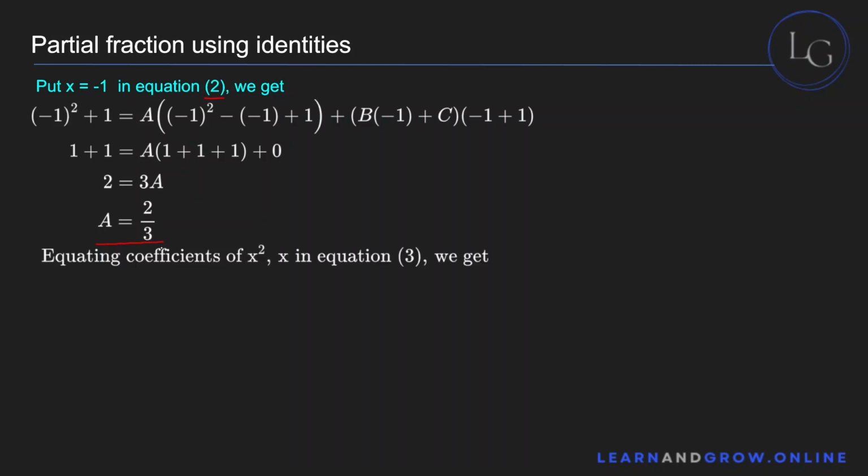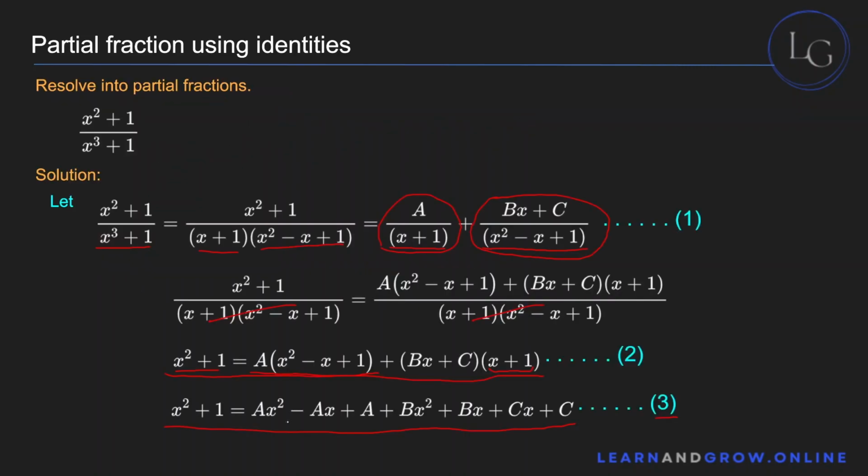Now we'll equate the coefficients of x squared and x on the left hand side and the right hand side in equation number 3. What was equation number 3? This was equation number 3. Now when you actually simplify this, you can see that a plus b is the coefficient of x squared and minus a plus b plus c is the coefficient of x, and in the end you're left with plus a and plus c as the final constants.